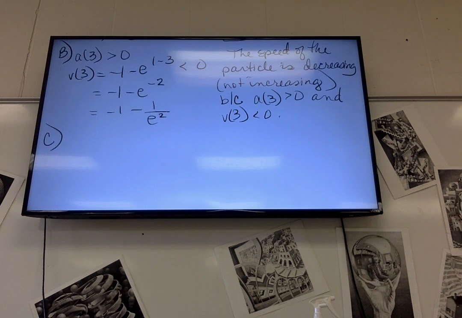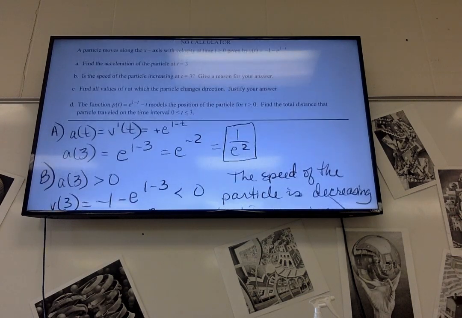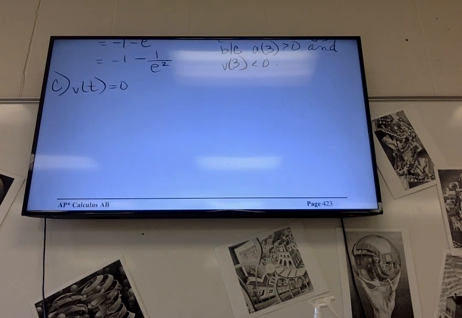All right, C. Find the values of t at which the particle changes direction. Velocity. We set the velocity equal to what? 0. And we find critical values and that's going to tell us when it changes. So velocity is -1 minus e to the 1 minus t equals 0.